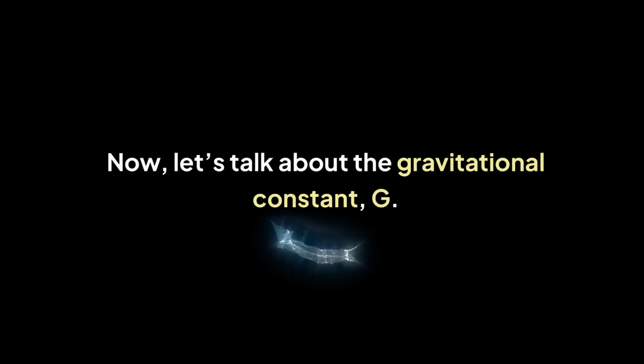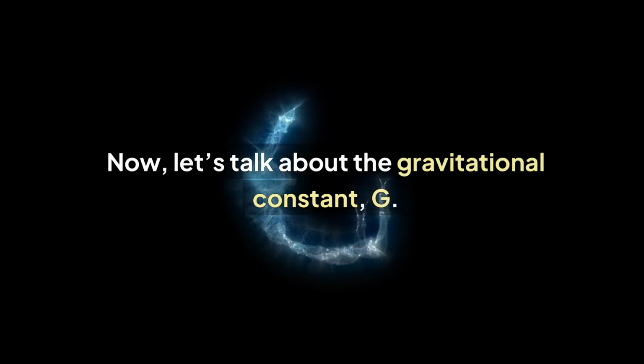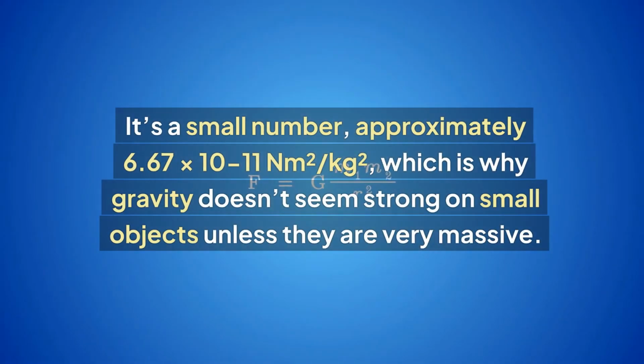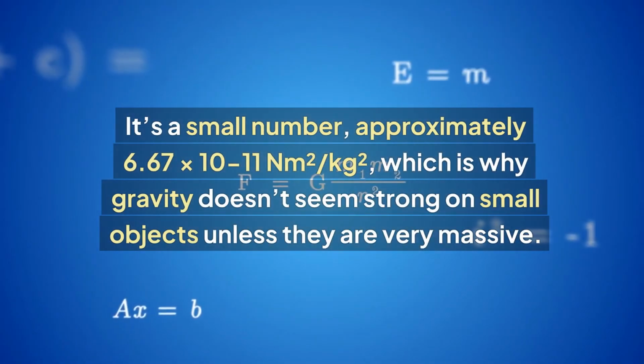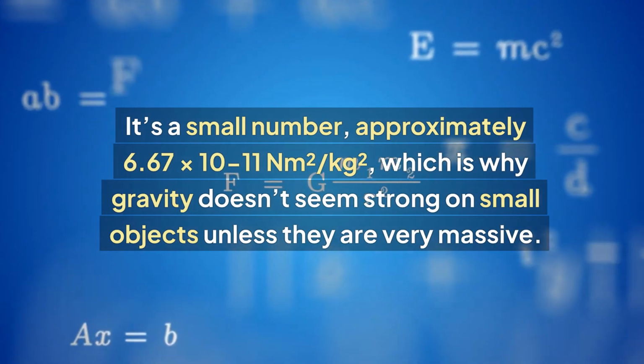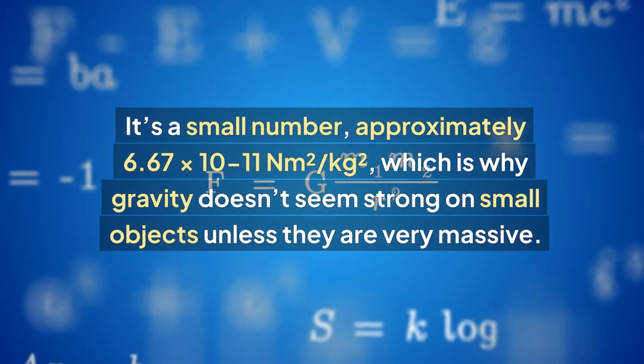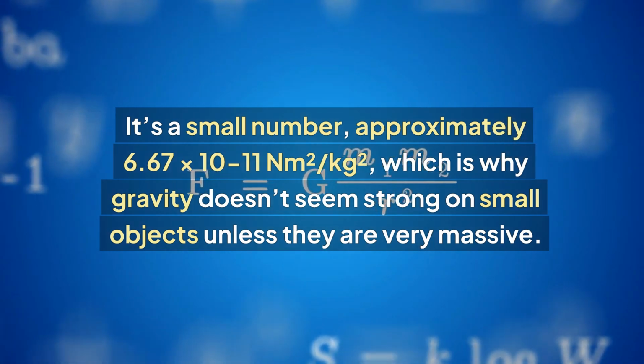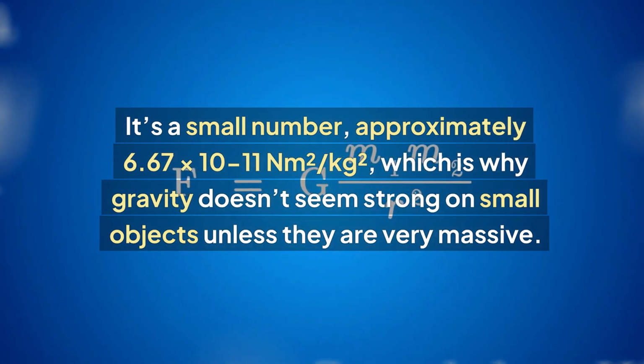Now, let's talk about the gravitational constant G. It's a small number, approximately 6.67 × 10^-11 N m²/kg², which is why gravity doesn't seem strong on small objects unless they are very massive.